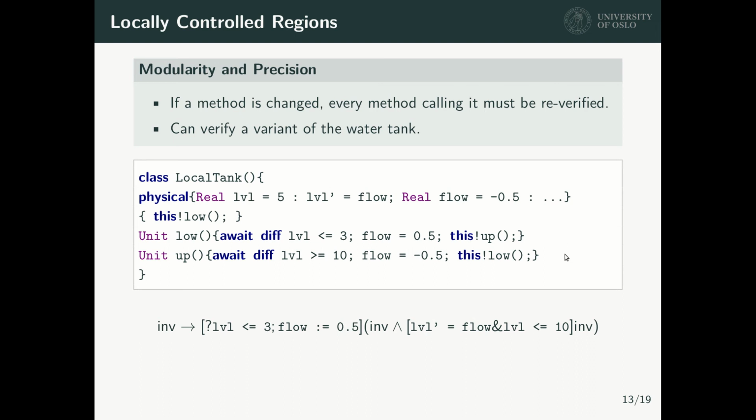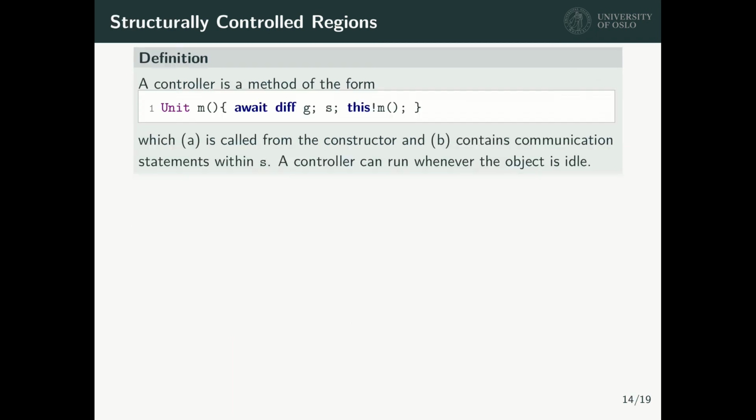But we need to verify the other water tank, because here we only look at very local information. I look at the method and I look at what the method is guaranteeing about the post region. But if I have these control loops, they are not local in this sense, right? Because I have several of them and they're running in parallel. So let's make more precise what I mean by a controller.